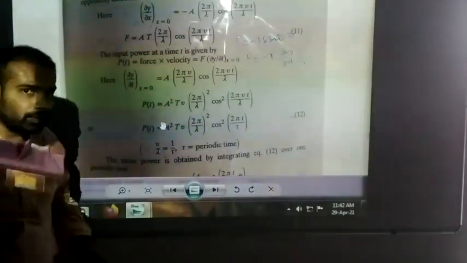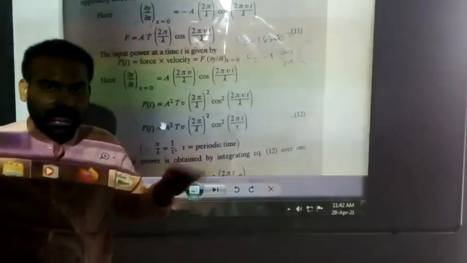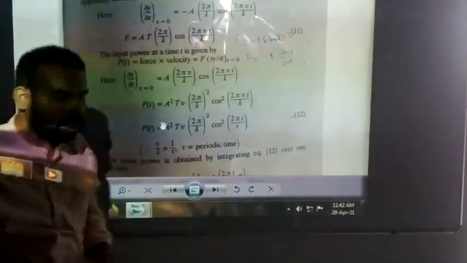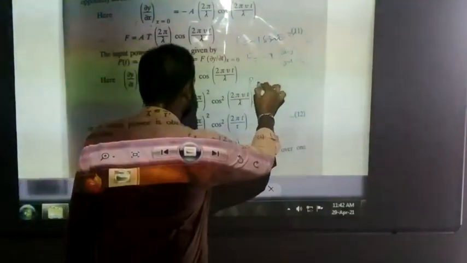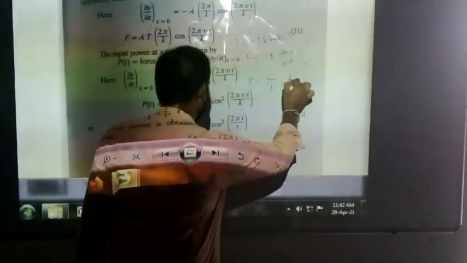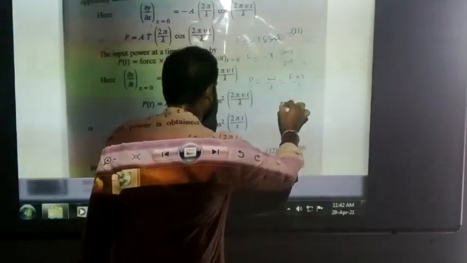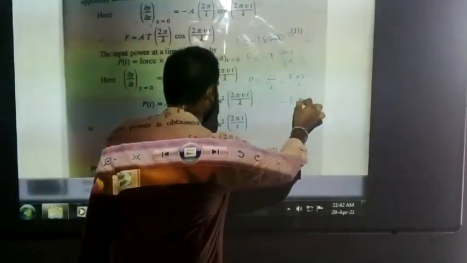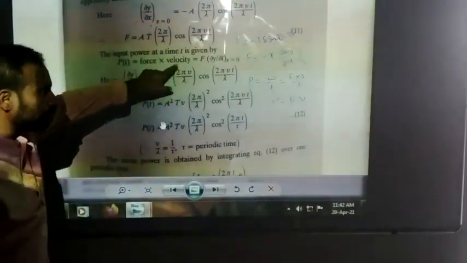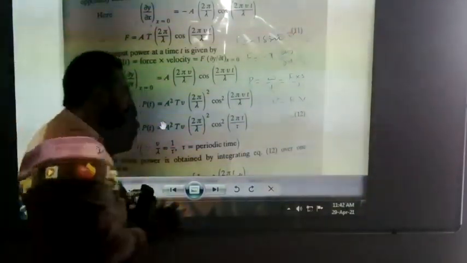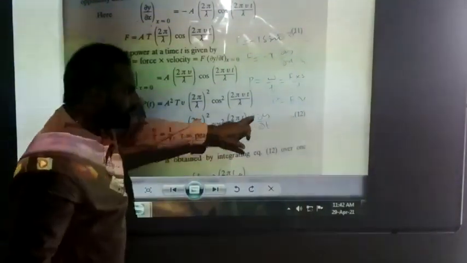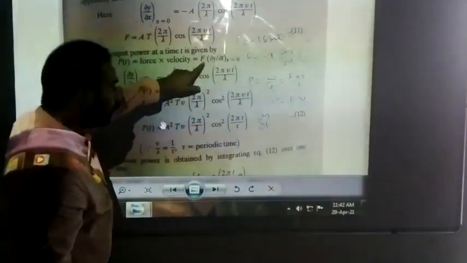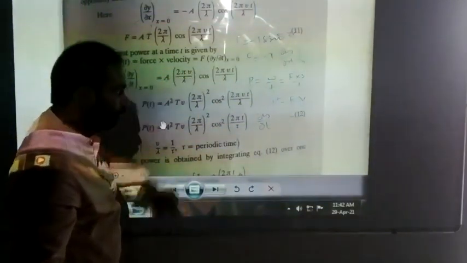Now what are we going to find here? Power transport, or energy transport, from one point to another. So power is how much? Force into velocity. We know that power is work by time, and work is force into displacement, so force into displacement by time is velocity. So power is force into velocity, and velocity is the rate of change of displacement with respect to time. So F into ∂y/∂t at x = 0.